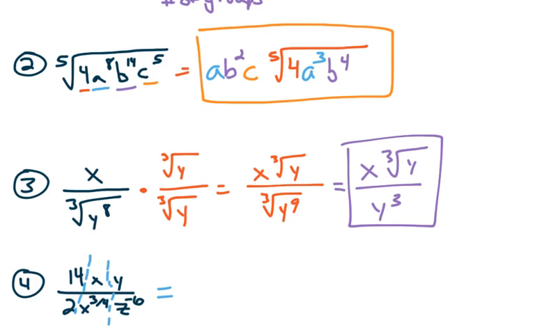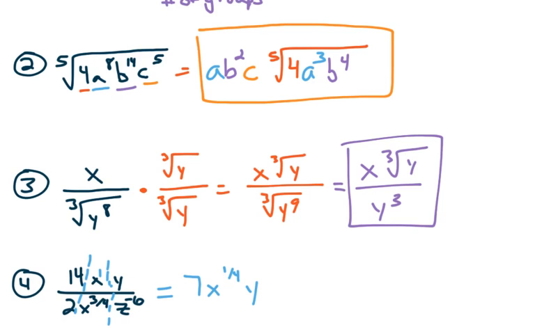14 over 2, that's going to be 7 over 1, or just 7. X over x to the 3/4. Remember, this is like x to the first power. So if we have 1 minus 3/4, if I have one whole pizza and somebody eats 3/4 of it, that leaves me with 1/4 of that pizza. So I'm going to have x to the 1/4 power. I don't have anything to match with the y, so I just have to leave it as is. Y to the first power, or just y.